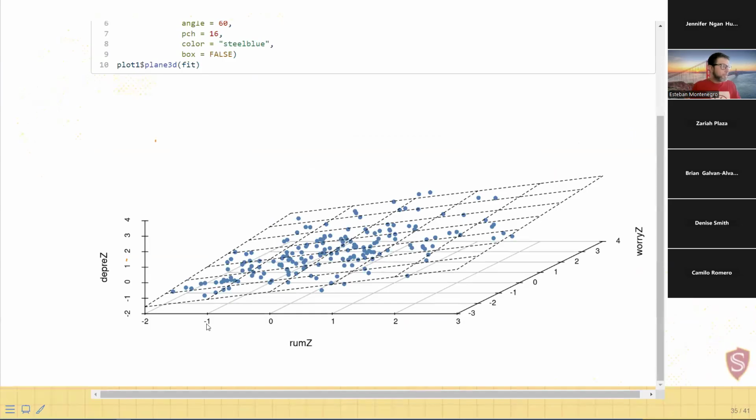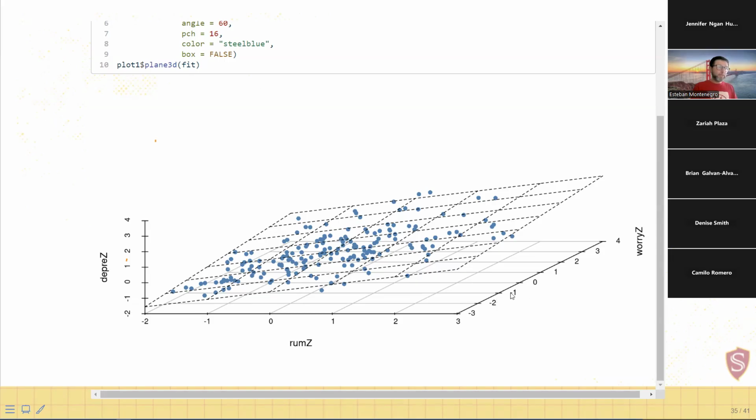So if somebody is located at -1 here in rumination, that means that that person has a score that is 1 standard deviation below the mean. If it's positive, it means that that person has a score that is located 1 standard deviation above the mean. So that person has a higher tendency to ruminate versus this person who has a lower tendency to ruminate, right? And the same applies for the other variables, right?